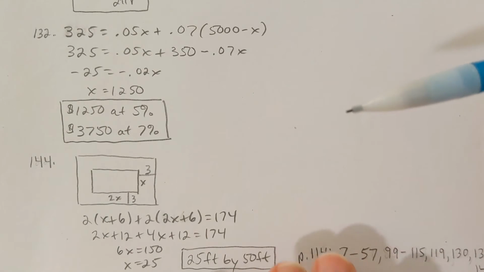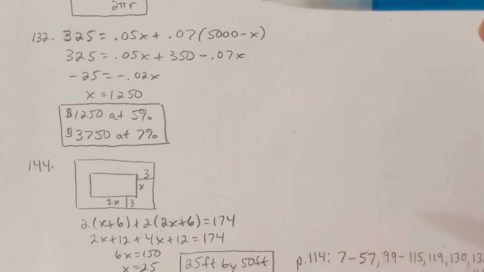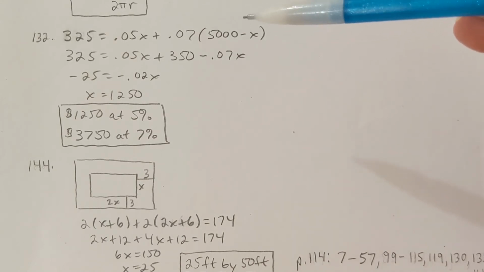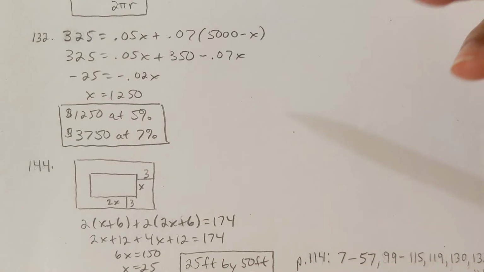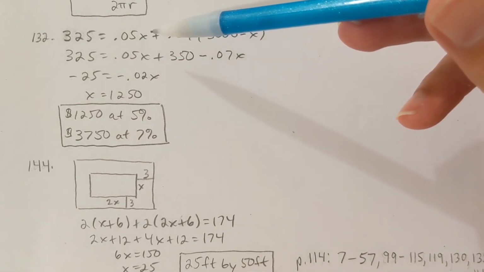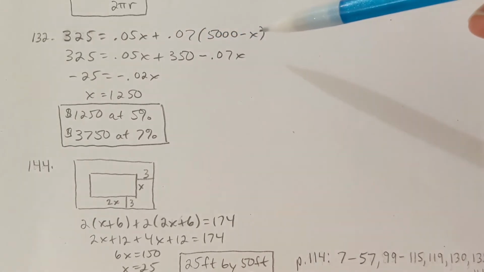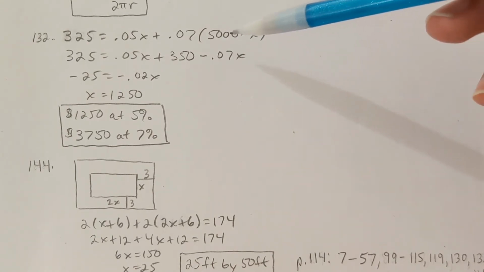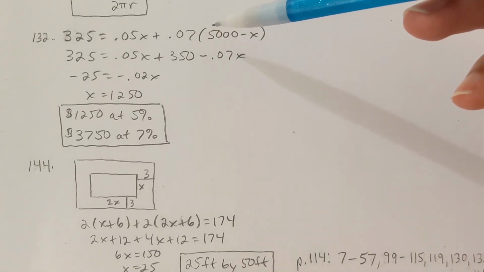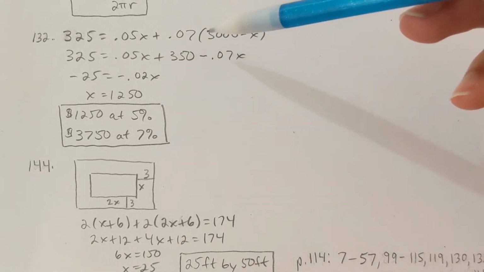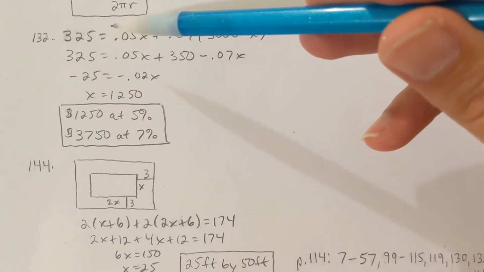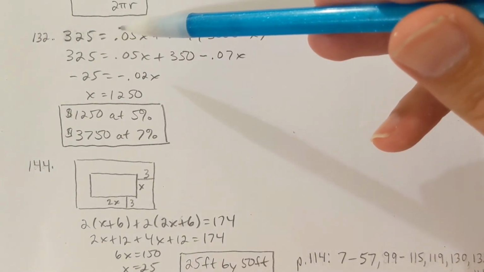Okay, so I'm using interest equals principal times rate times time, but t is 1. So interest equals principal times rate. Well, if x dollars is invested at 5% rate, then the rest of the money, 5000 minus x dollars, is invested at the 7% rate. So I've got the 5% rate plus the 7% rate, which is $325 total from the two rates.